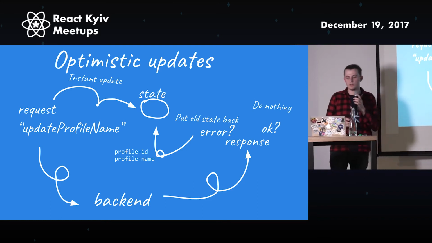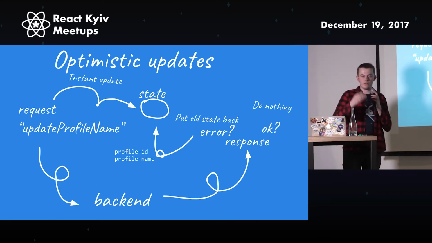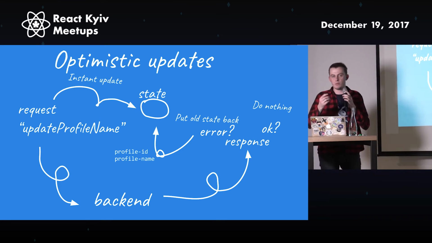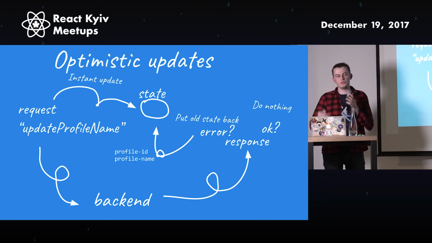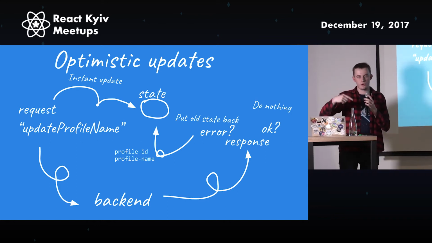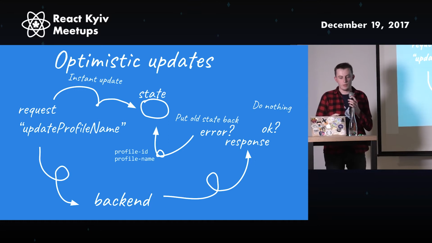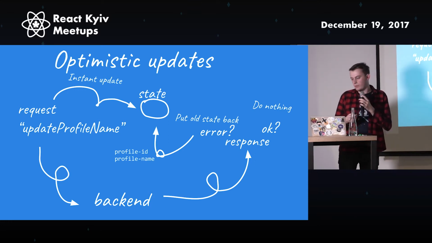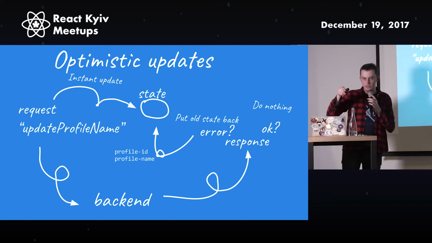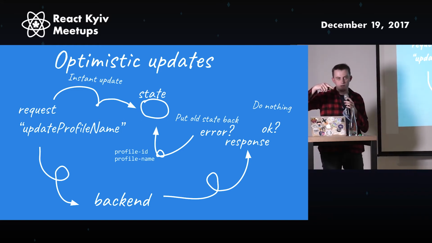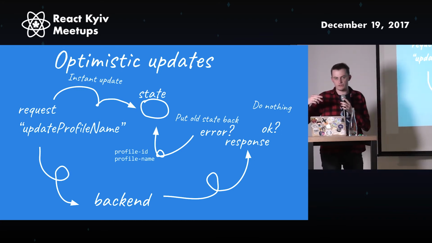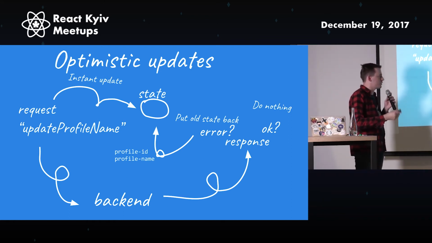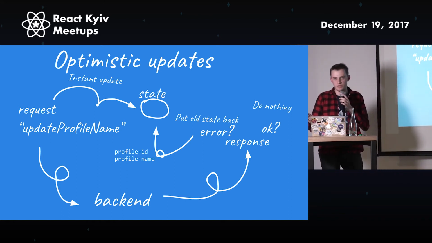So what is an optimistic update? Let's say you have a profile and you want to edit the name of the profile. How we are usually doing it, you edit the input field, you hit enter, you do a request, you get a response, and then you render the updated field. Optimistic update means that instead of waiting for the response, I will update the UI immediately, and when the response gets back, I will check if it's an error, I will just roll back to the previous value, and if it's not an error, if it's okay, I will do nothing because the UI is already updated.